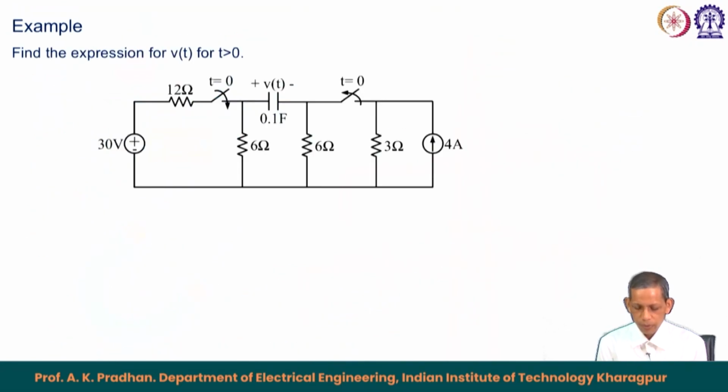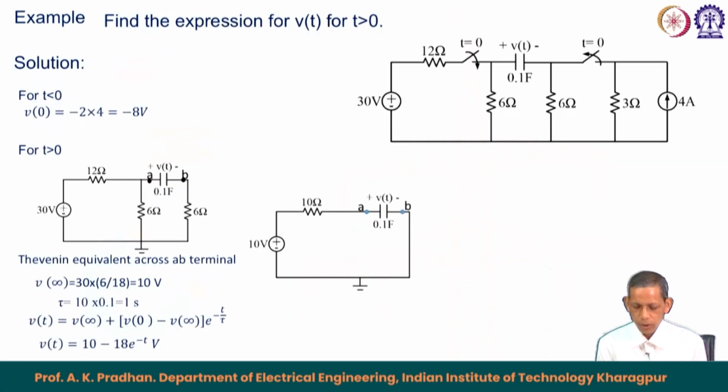The next example is to find the expression for v(t) for t greater than 0. For this case, we see the corresponding 30 volt, 4 ampere, and we have two switches. At t equals 0, one is closed and the other is open. So, one will be closed, the other will be open. So, there are two switches here. The question is to find the expression for v(t) for t greater than 0.